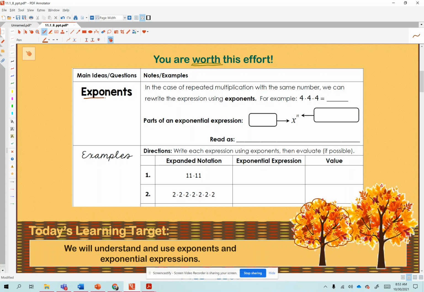So exponents, in the case of repeated multiplication with the same number, okay, we're always repeating the same number, we can rewrite the expression using exponents. For example, 4 times 4 times 4 can be written as 4 to the third power. The parts of the exponential are the base, and in the case of this expression, x to the n power, x is the base. And then we also have the exponent.